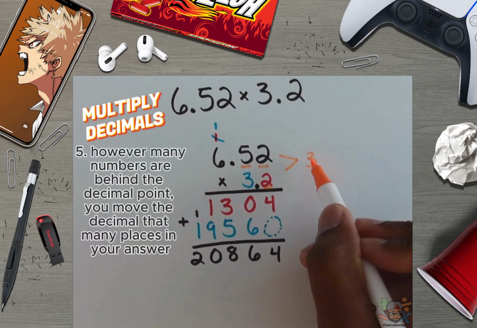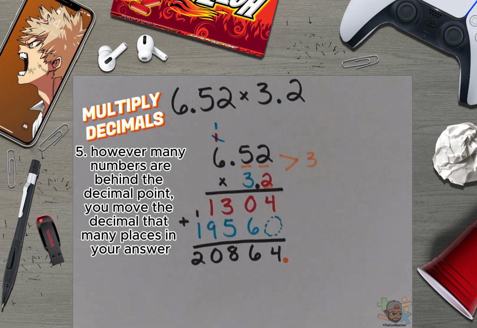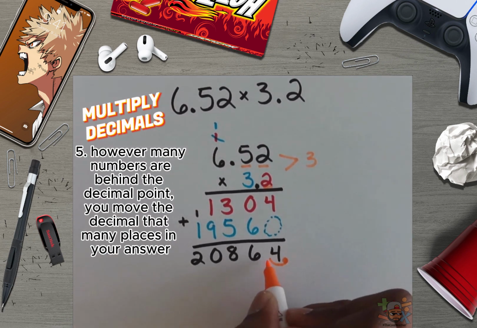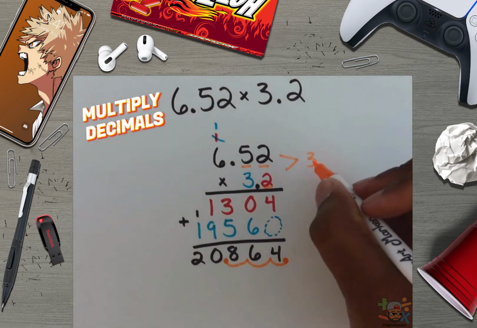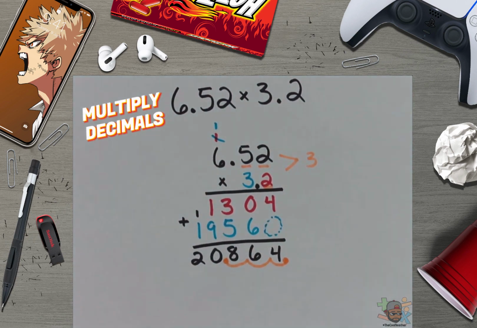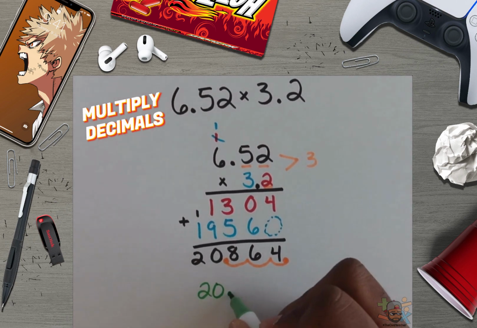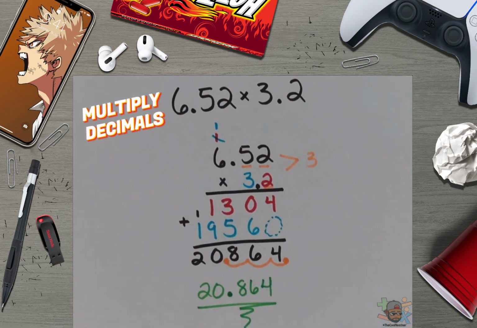So since I have 3 numbers total, I'm going to come to the back of this number, put my decimal point starting here, and I'm going to move it 3 spaces to the left. Always start in the back, or behind the number, should I say, and then we're going to go ahead and move it to the left. 1, 2, 3. And I moved it 3 spaces because I have 3 numbers behind my decimal point. Now I have my answer, which is going to be 20.864.